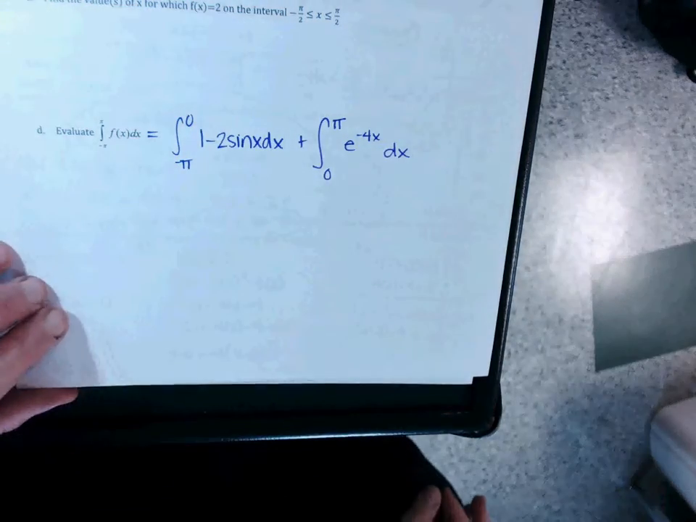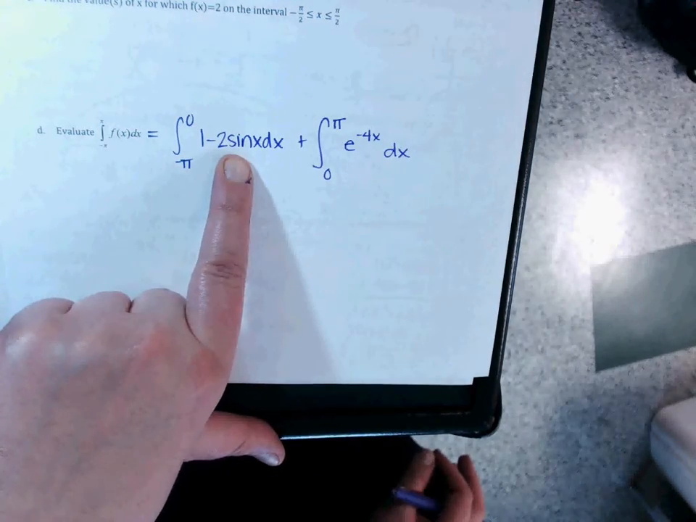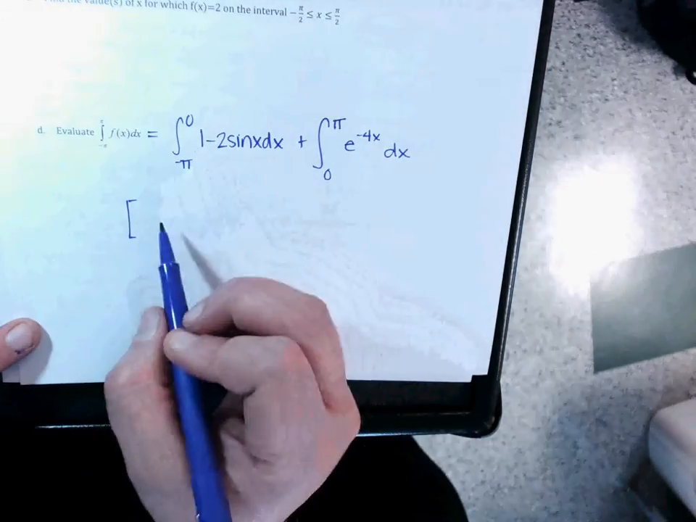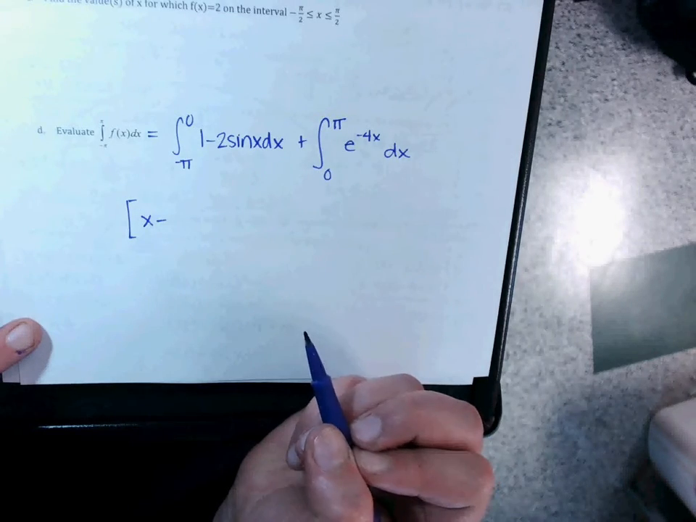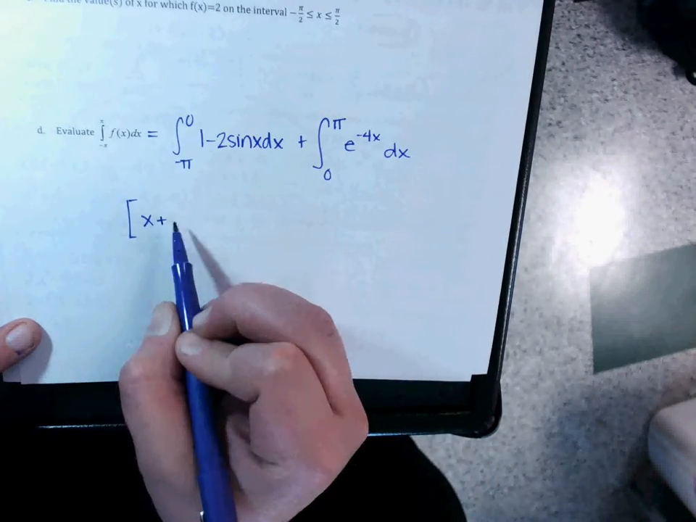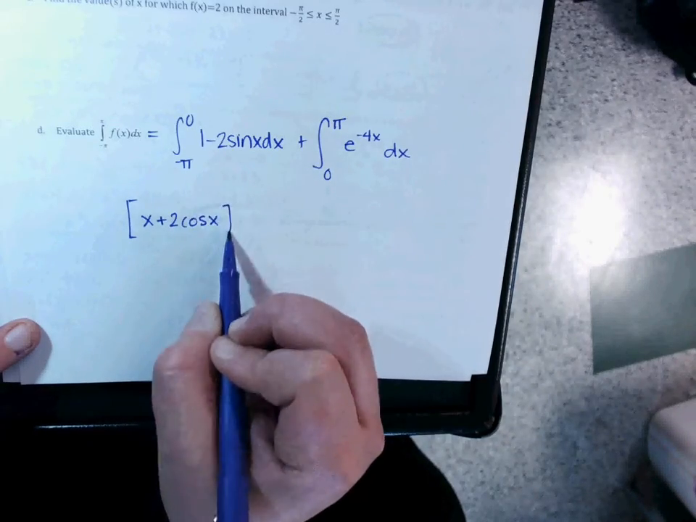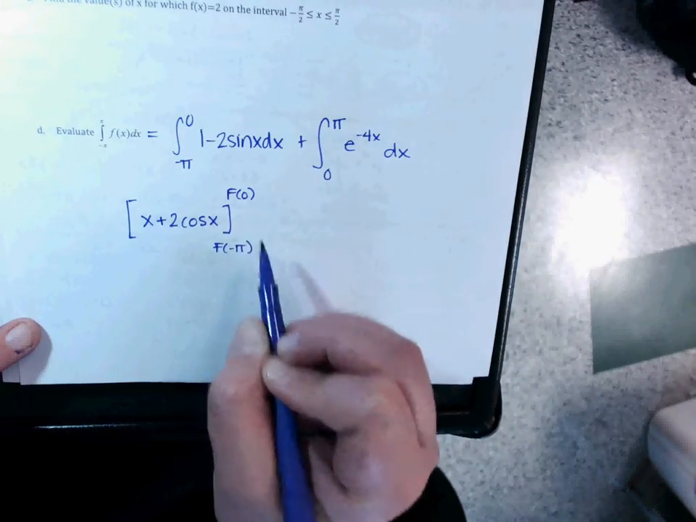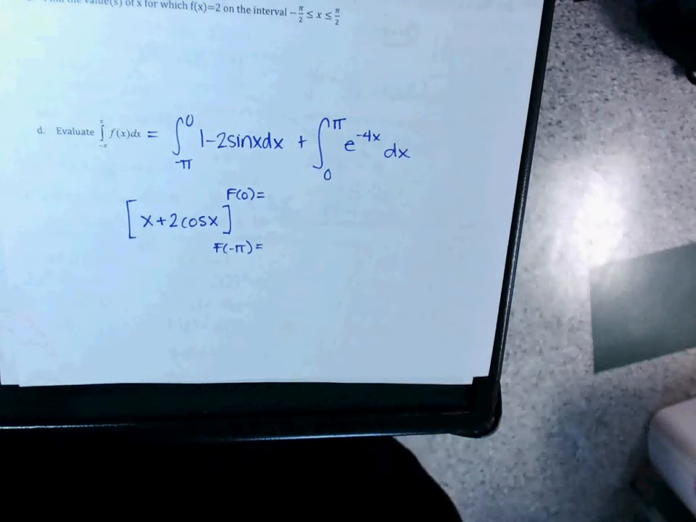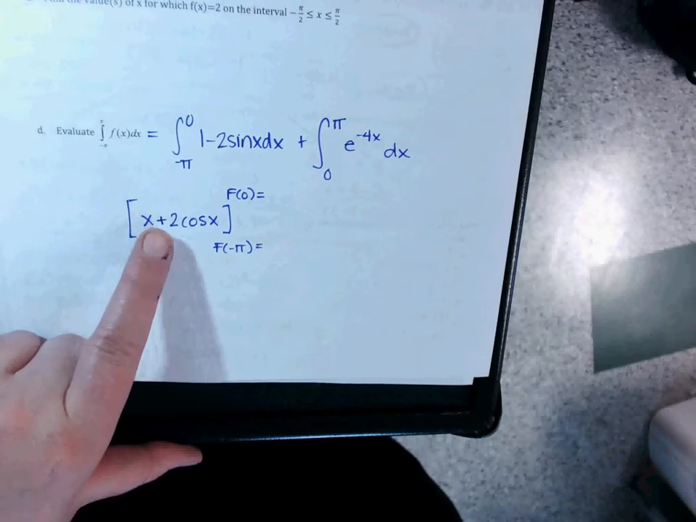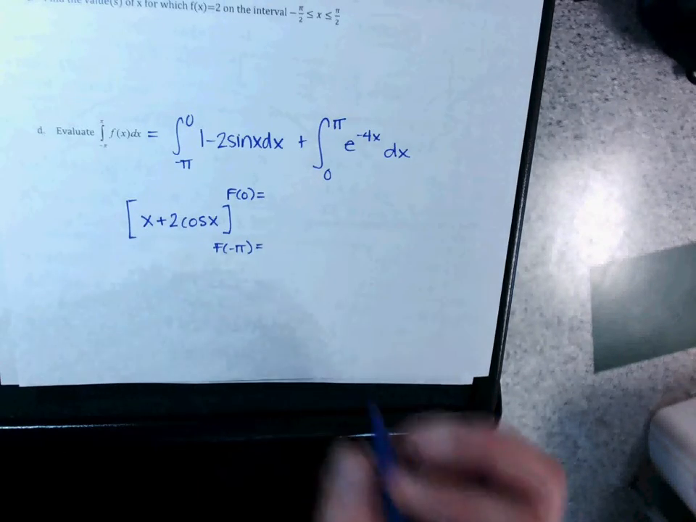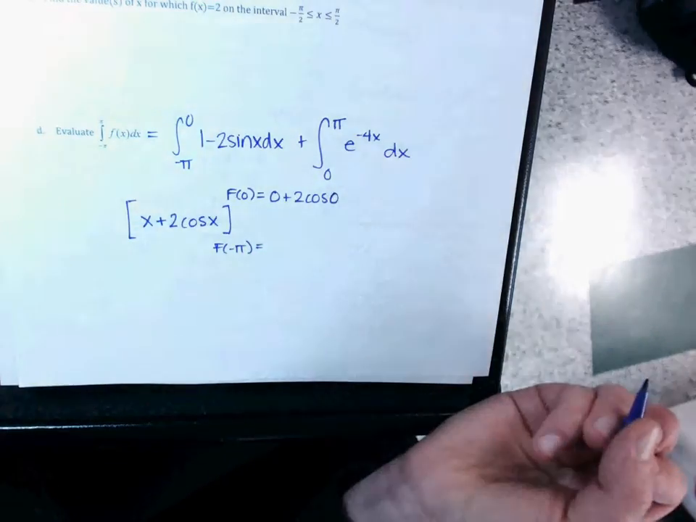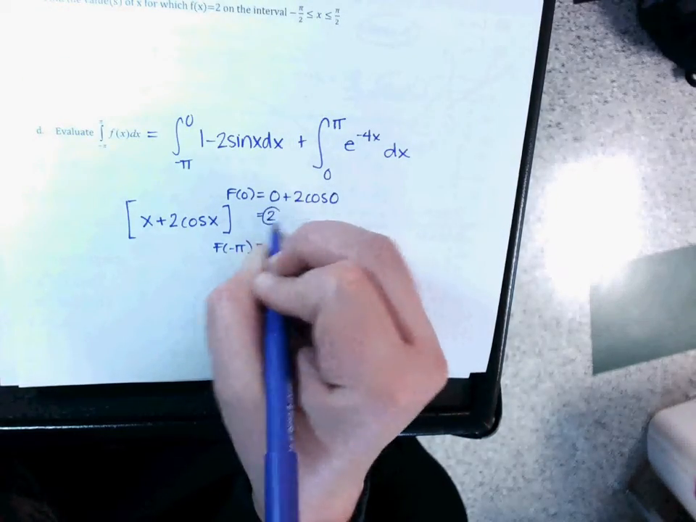Okay, now, would I have to break up this integral into two pieces? No. What would your antiderivative be? X minus, what's the antiderivative of sine x? Negative cosine, so it'd be plus 2 cosine x, good. Then you'd plug in 0 and negative pi. When I plug in 0, that'd be 0 plus 2 cosine 0. What's cosine 0? 1. Good. So that'd be 2 on top.